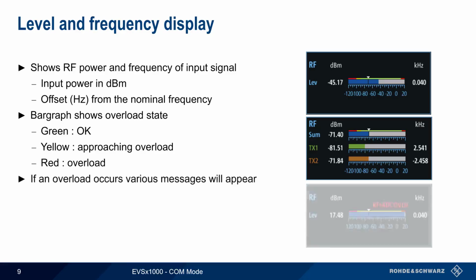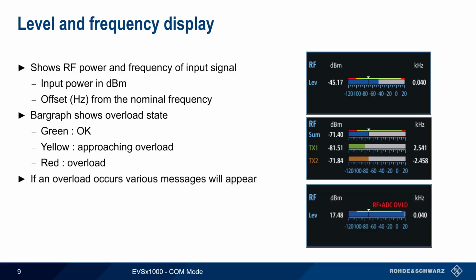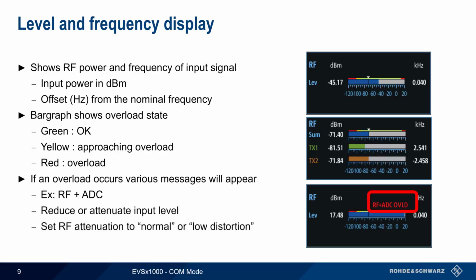If an overload condition does occur, different messages will appear depending on the type of overload. For example, here both RF and ADC overloads are occurring. Regardless of the cause of the overload, the solution is to reduce or attenuate the input level, and this can be done by setting RF attenuation to either normal or low distortion. Please see the EVS1000 General Overview presentation for more details on configuring RF attenuation.